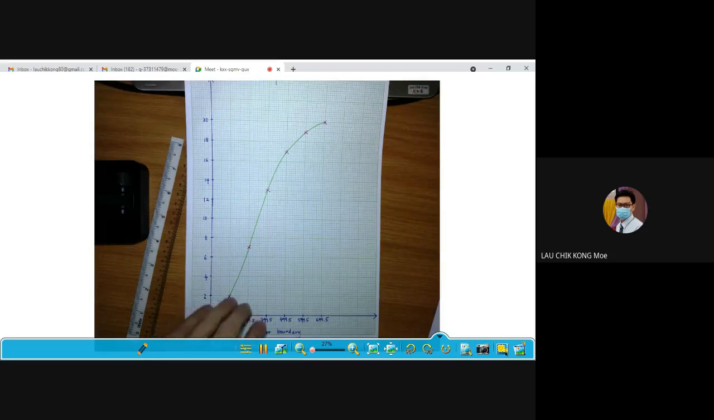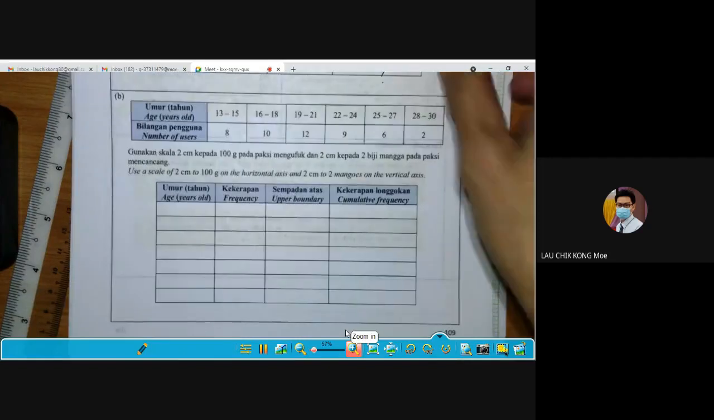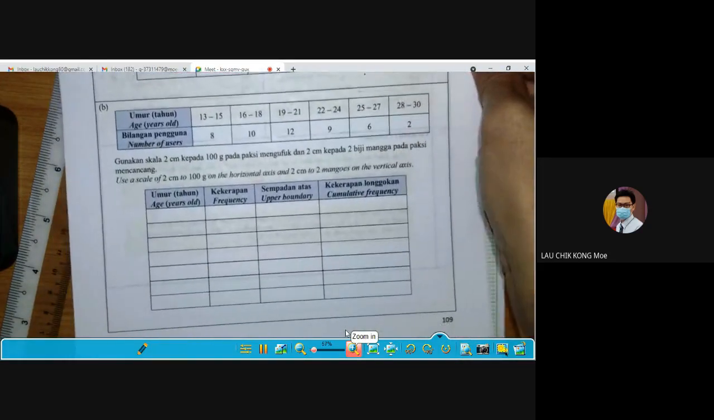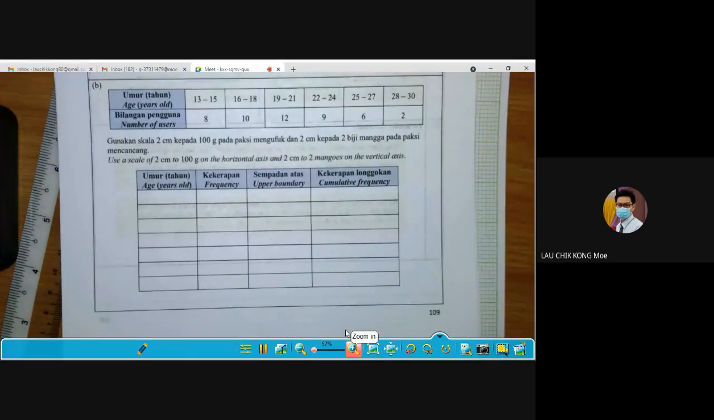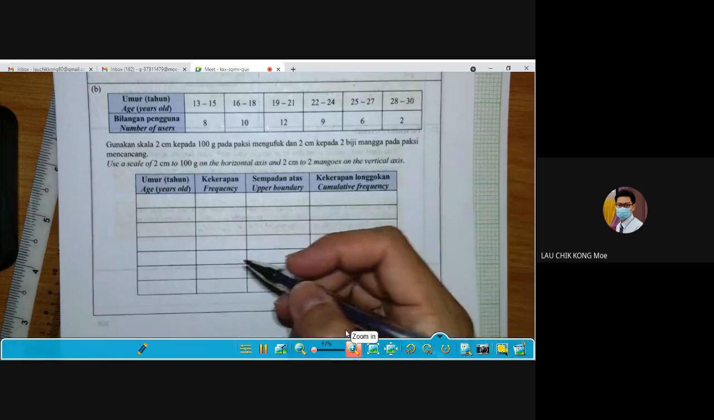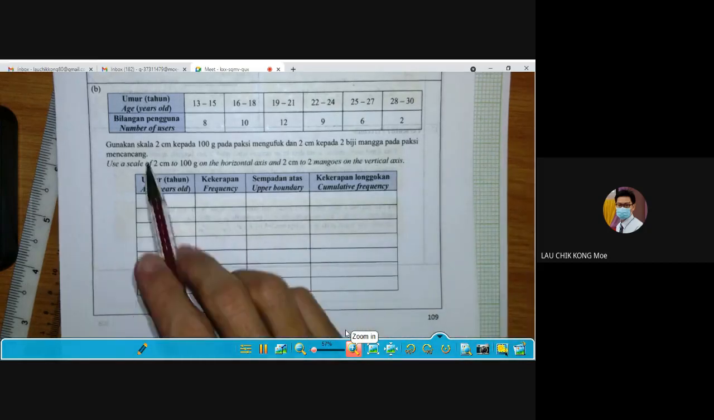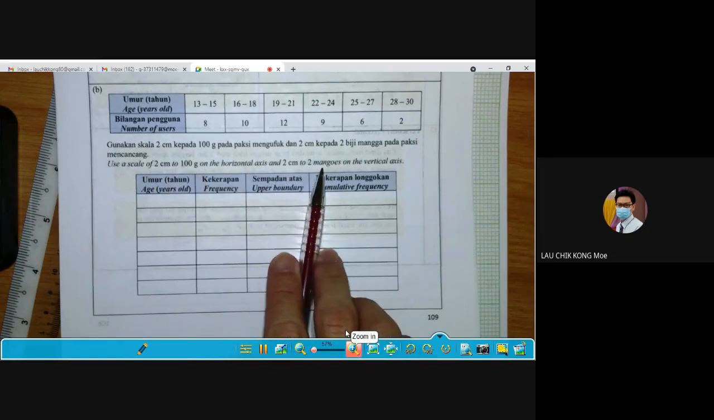So if you already finished, we go to 6B. Okay, 6B now. Yes, this one. Okay, so we start. Scale is 2 centimeter to 100 gram on the horizontal axis and 2 centimeter to 2 mangoes on the vertical axis.